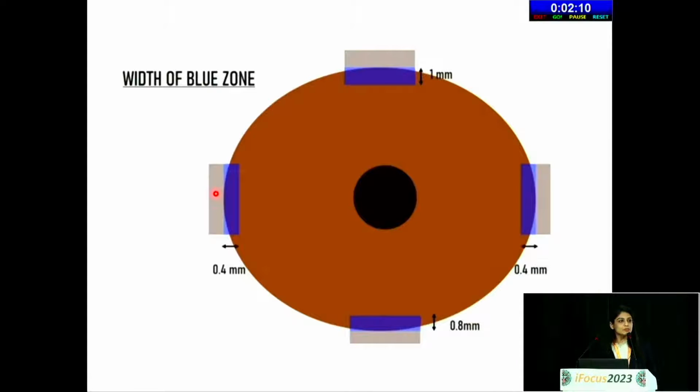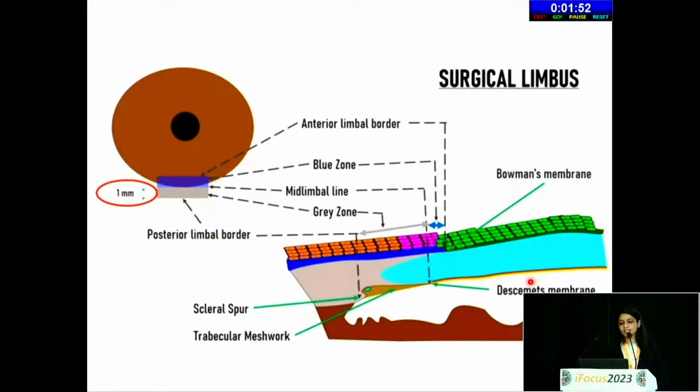But this blue zone is not the same all around. As I mentioned, the limbus is not spherical, it's actually elliptical. It has more width in the vertical dimension. So superiorly it is the thickest portion, that is 1 mm, followed by inferiorly 0.8 mm, and then both nasal and temporal are 0.4 mm. So this is what forms the blue zone. And then we have this mid-limbal line, which is the termination of the Descemet's membrane, that is the Schwalbe's line.